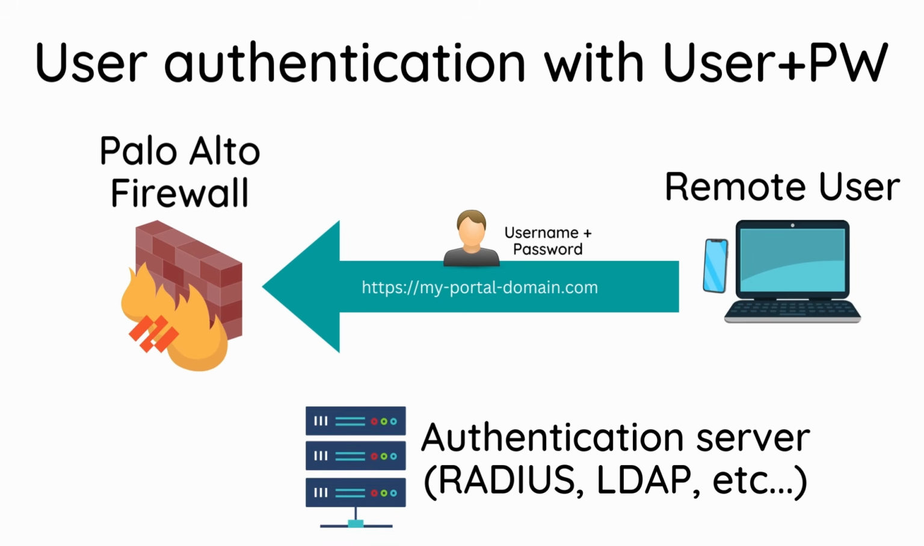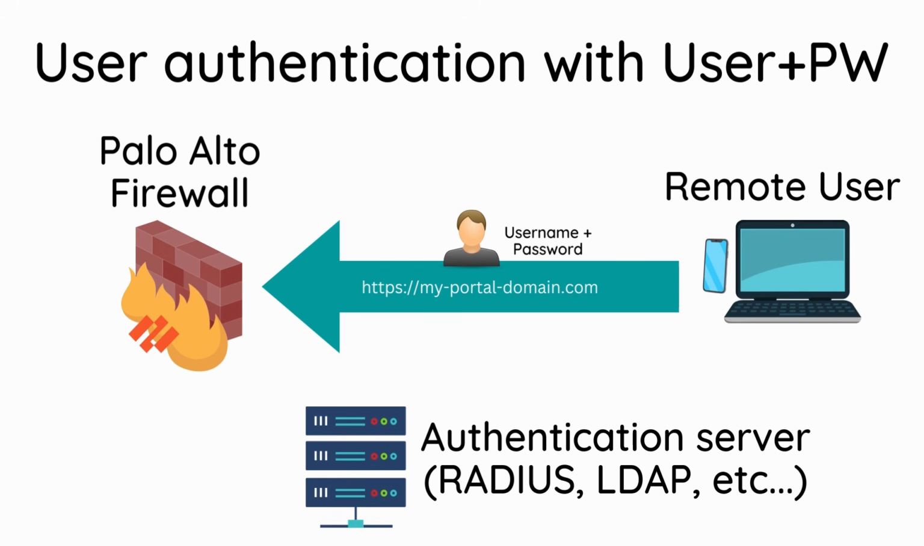Now I'm going to cover how the user authentication on the portal and gateways works. The concept is the same for both portal and gateways. But if you want, you can configure authentication profiles independently on each of them. In our example, we use RADIUS for both of them. I'm not going to cover how the authentication server like the RADIUS server is configured. The goal of this video is to focus on the configuration of the Palo Alto Firewall.